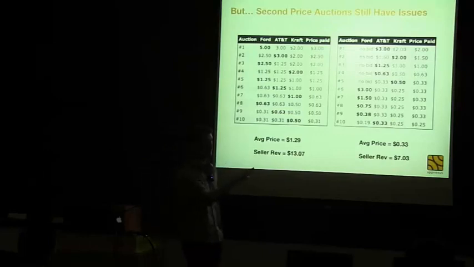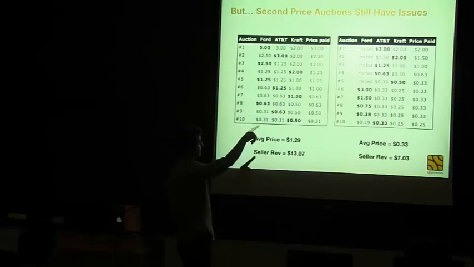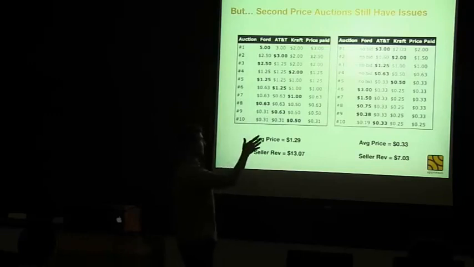In this case, we're still running a second price auction. But here, Ford isn't bidding for the first 5 auctions. In the first auction, AT&T bids $3, Kraft bids $2. Kraft ends up paying $2, right? Less than what they would have made in the previous case, and so on and so forth, until the 6th time that we see that user.